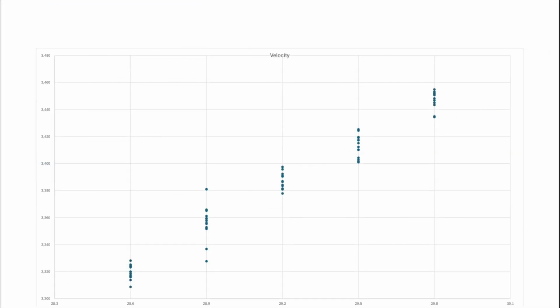When you're looking at this dot plot, down at the bottom along the horizontal axis we've got the powder charge. So the first one, 28.6, 28.9, and so on. And up along the vertical we've got the velocity. Each dot on the powder charge represents a shot fired, so that's the individual velocity for each shot that I fired.